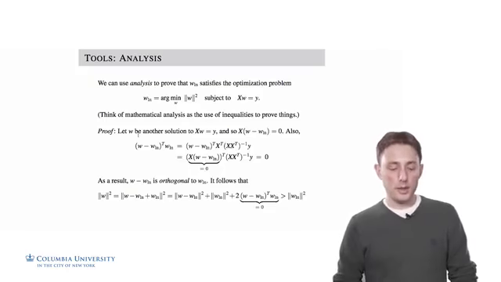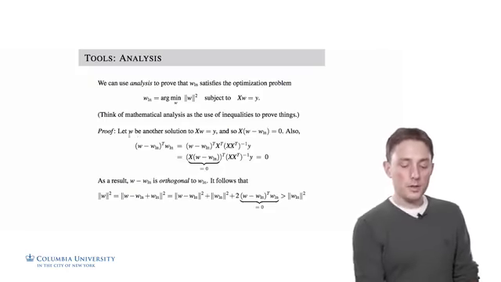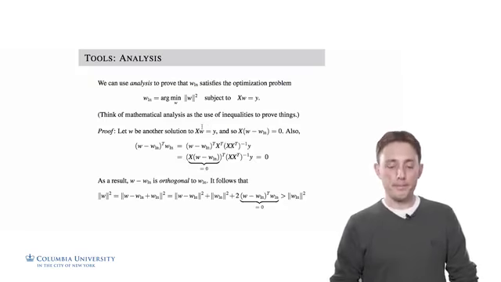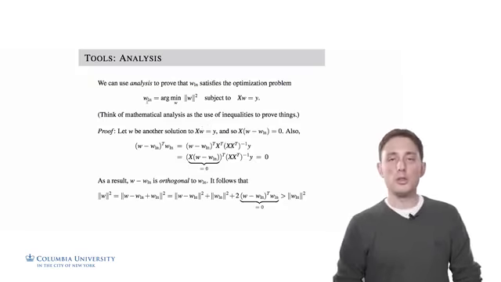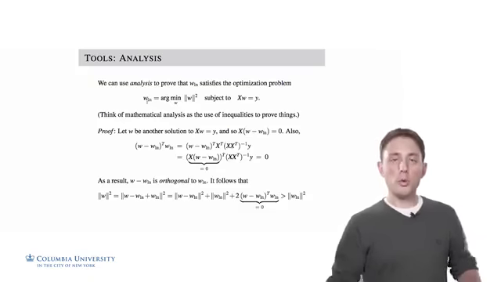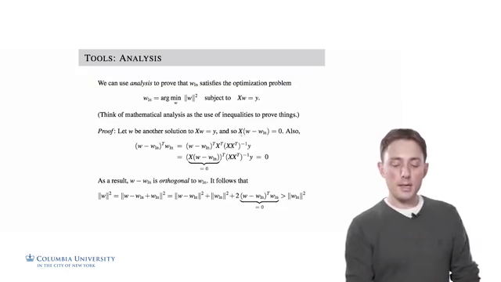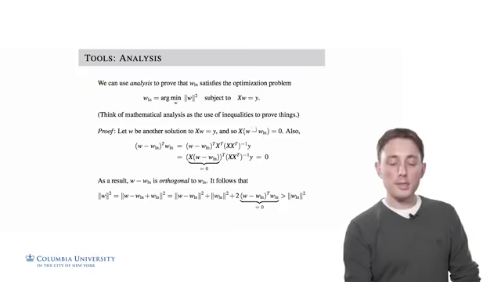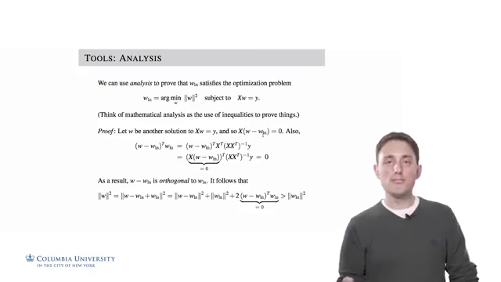So let's look at the proof of this. First, let w be any other solution of the system of linear equations Xw equals y, other than the least norm solution that we previously defined. And therefore, what we can say is that the matrix vector product X times the vector constructed from the difference between our new solution and our least norm solution must equal 0.